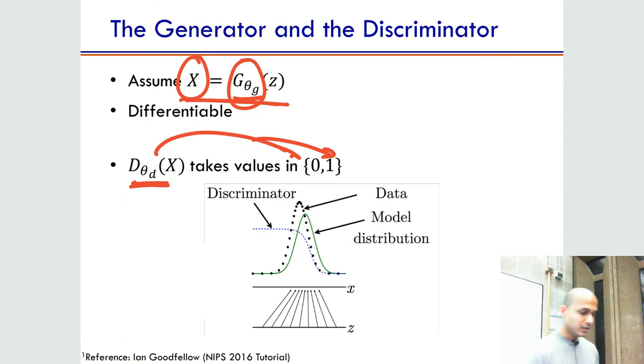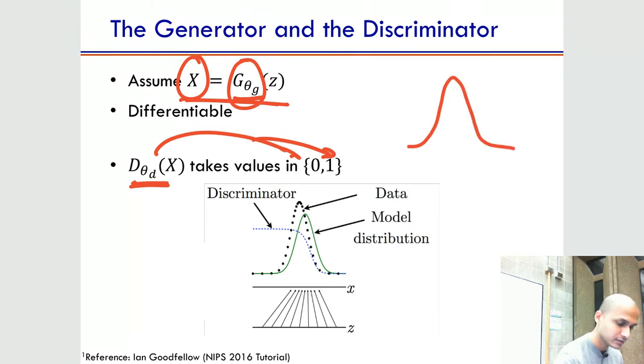So here is a very simple one-dimensional example. Let's say these black dots are my data, so it's a Gaussian distribution. For this Gaussian distribution, I want D to evaluate to 1. For any other type of data, I want it to evaluate to 0.